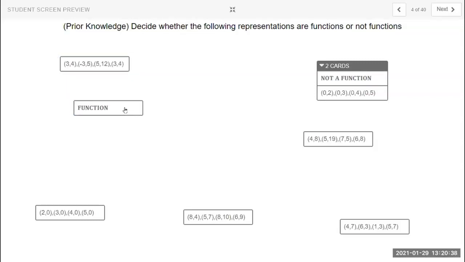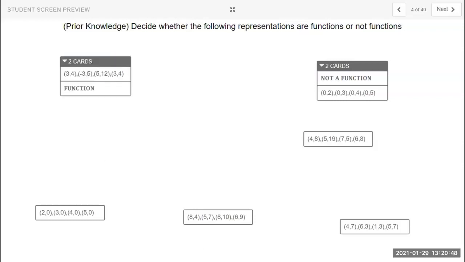Oh, and one thing I didn't point out is you do have to make sure that when you're putting these cards together, you hover over it until it shows up with a blue outline like that. That's telling you the cards are connected, because when Desmos checks your answers, that's the only way it's going to know whether you have it right or not, if you actually have these cards connected together.